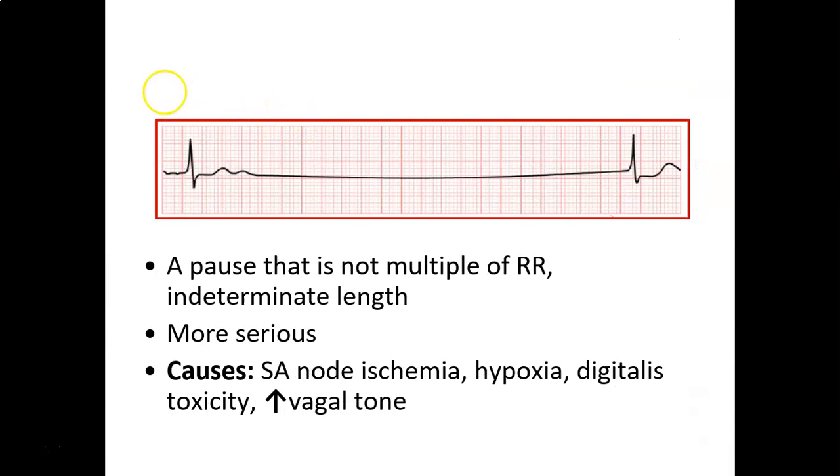If you see in this example, there is a QRS complex and T, but followed by the P, and then there is a long pause of indeterminate length. So this is called sinus arrest.